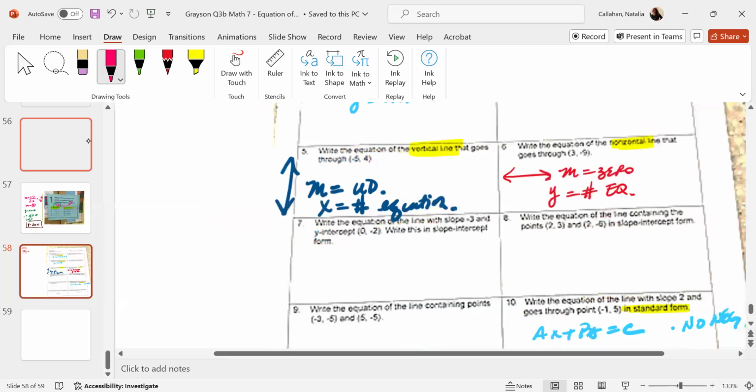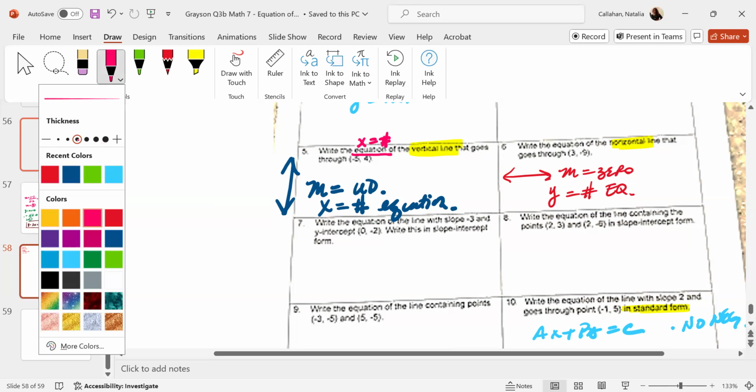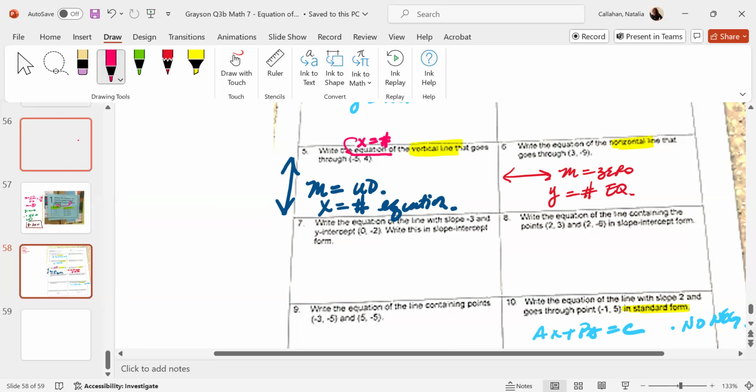Okay, number 5. Write the equation of a vertical line. If it's the equation of a vertical line, you already know it's x equals some number, right? It's going to be in that form, okay? A vertical line that goes through (-5, 4), right? If it's x equals something, you're looking at the x value. What's the x value?